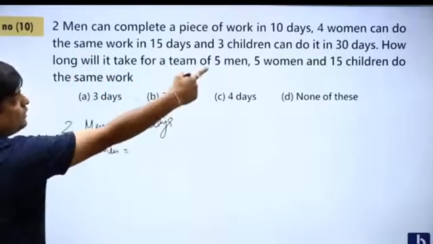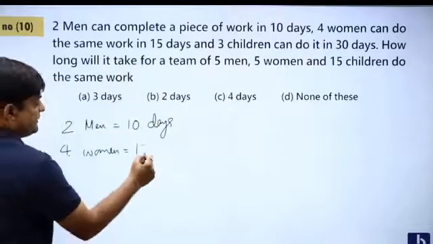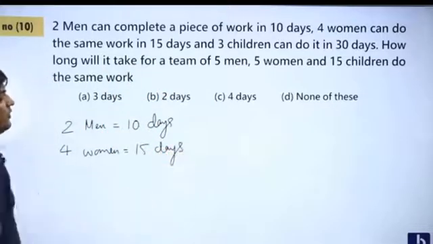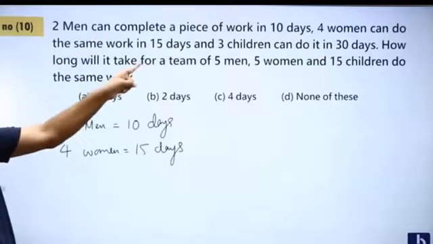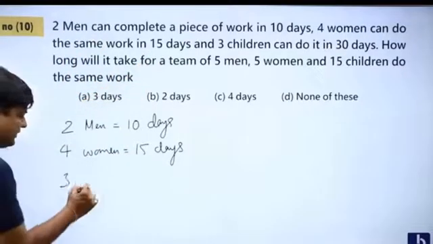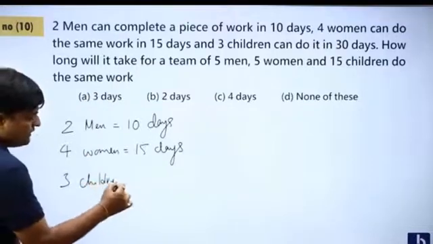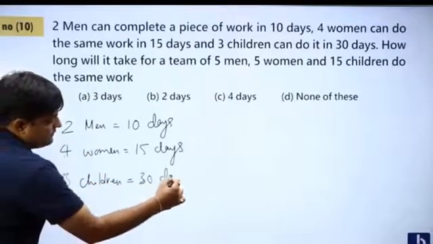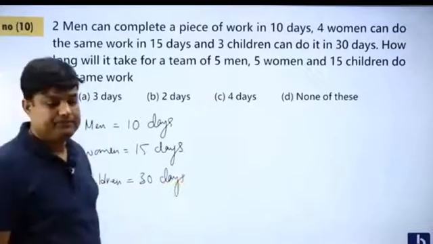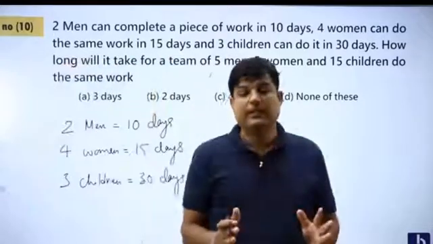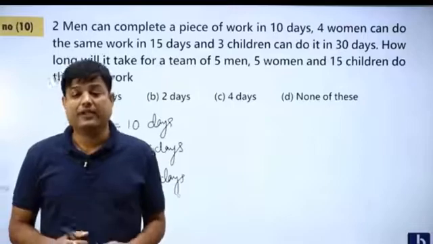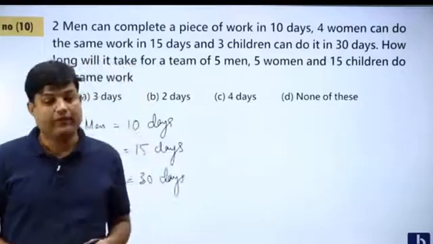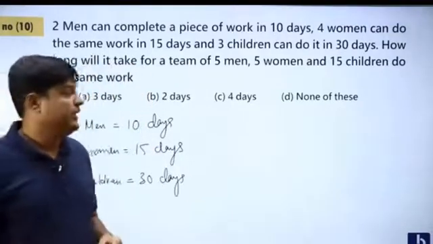4 women can also do a piece of work in 15 days. 2 men, 10 days. 4 women, 15 days. 3 children can also do the same work in 30 days. 2 men, 10 days. 4 women can do in 15 days and 3 children can do in 30 days. Following everybody? How long will it take for a team of 5 men?